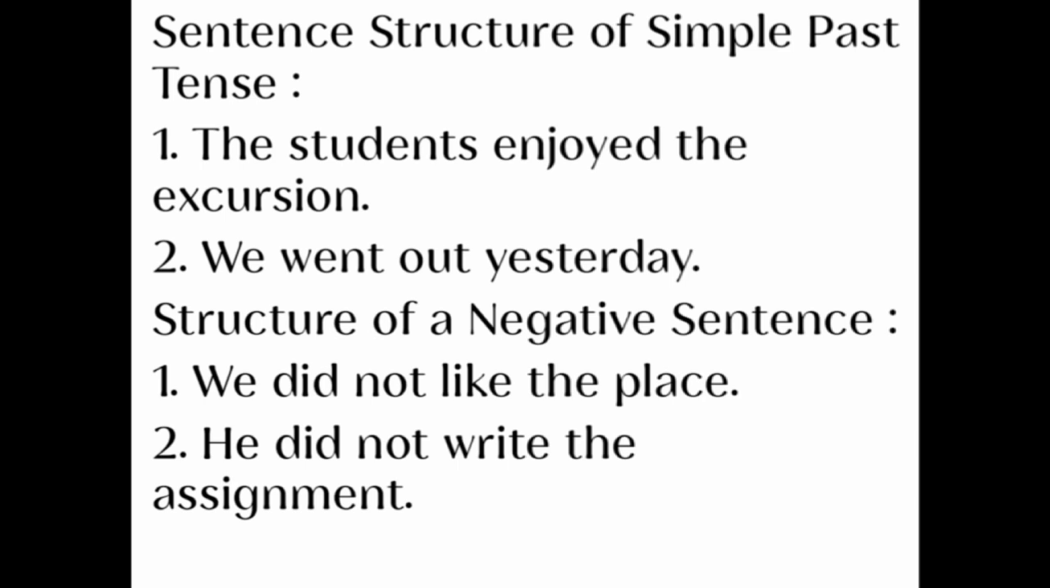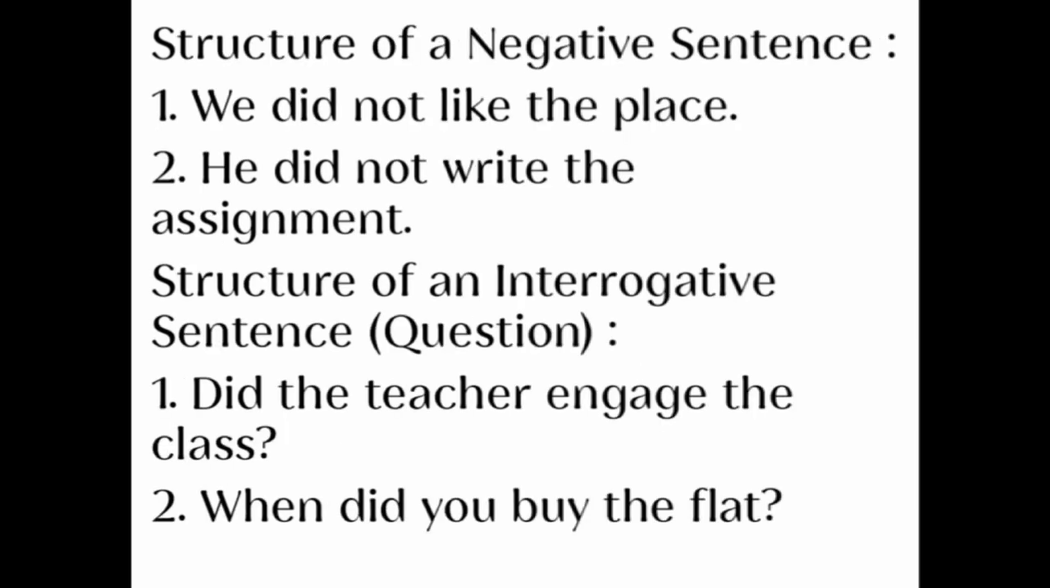Structure of a negative sentence. We did not like the place. So here it includes subject plus auxiliary verb did plus not, the basic form of the verb, plus object. He did not write the assignment. Structure of an interrogative sentence, that is, a question. It includes question word or auxiliary verb did plus subject plus basic form of the verb plus object. Did the teacher engage the class? When did you buy the flat? So here did is the auxiliary verb.